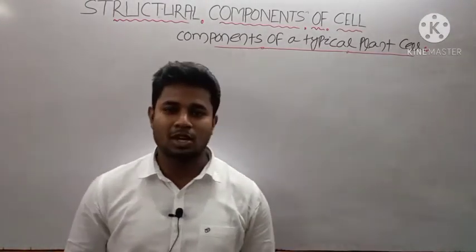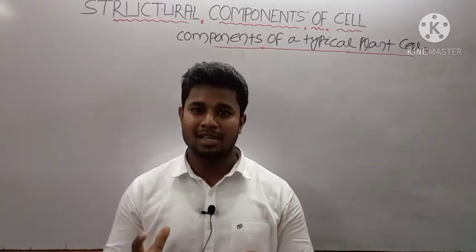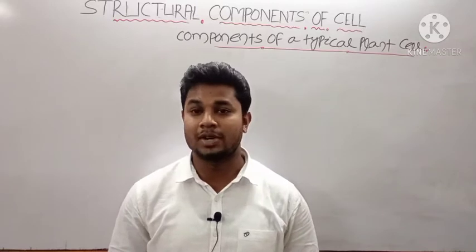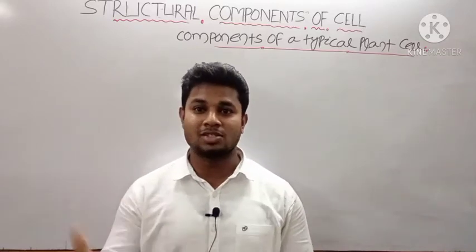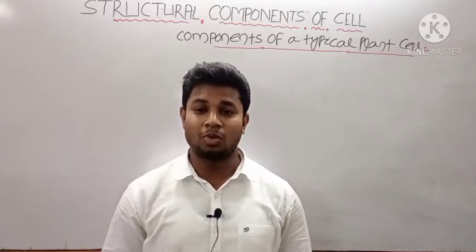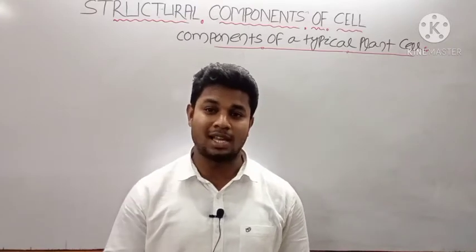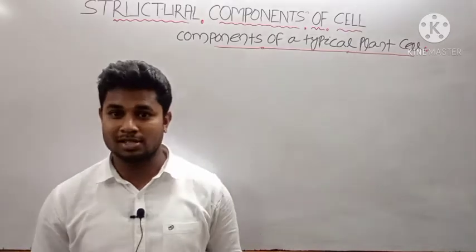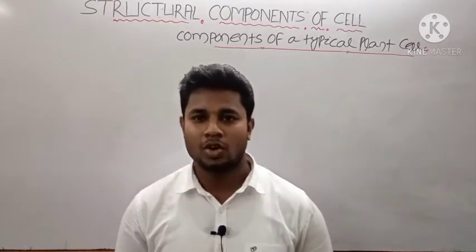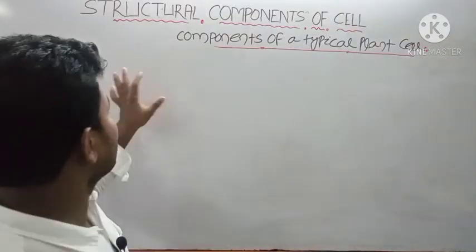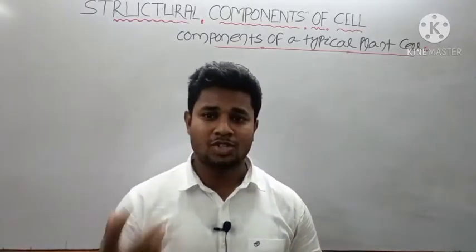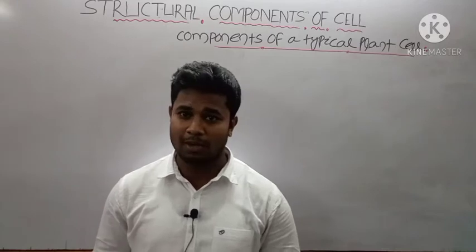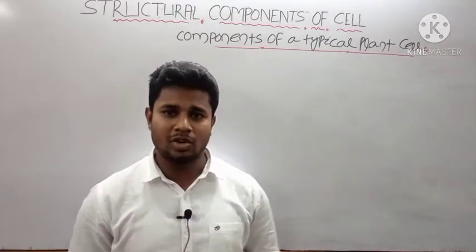Today we are going to discuss another topic of cell structure and function, that is the structural component of the cell. In the previous class we discussed the plant cell and animal cell, their basic differences: the presence or absence of cell wall, and more mitochondria in animal cells and fewer in plant cells. Today we will discuss in detail the main structure of the plant cell, which is a type of eukaryotic cell.